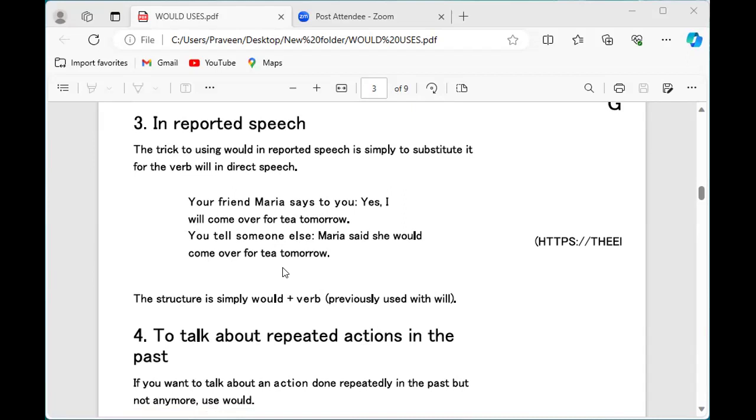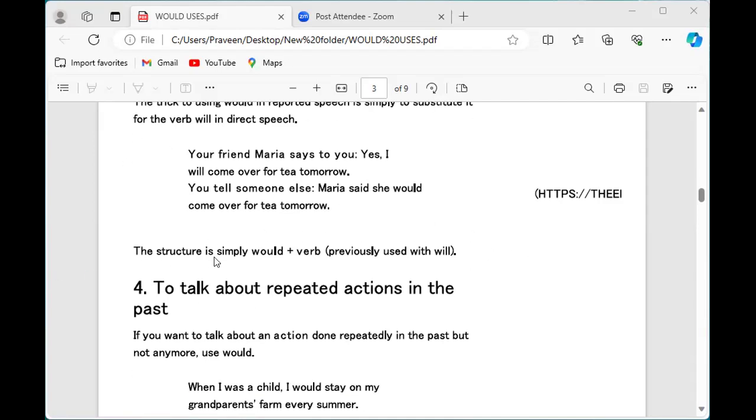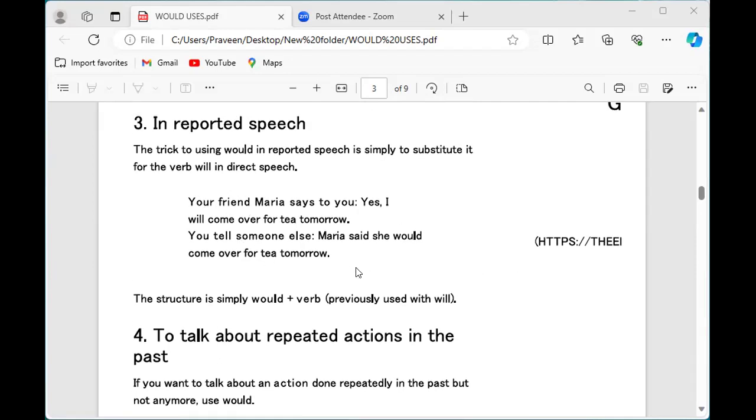For example, if she tells us she goes to the market, then to tell another person we say, she said that she would go to the market. That is how the sentence will change in reported speech. The structure is simply would plus verb, previously used with will. Maria says to you, yes, I will come over for tea.